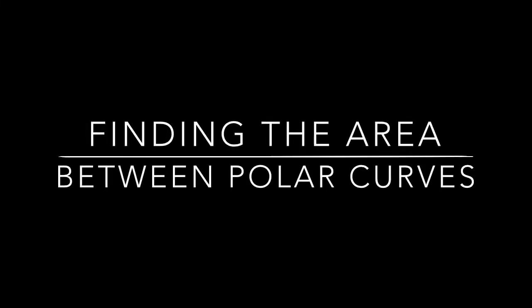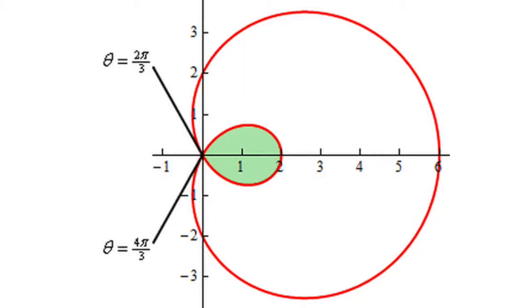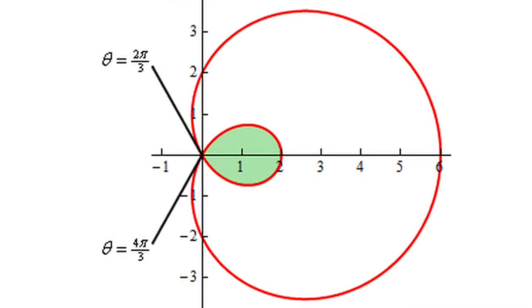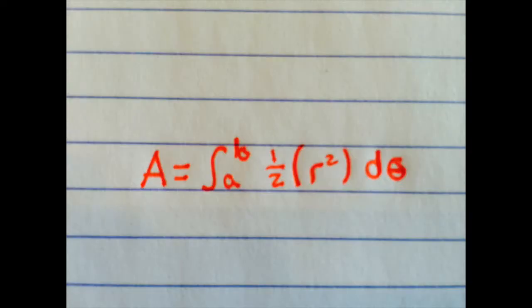Finding the area between polar curves. To find the area of the inside loop of this shape, you would take the integral from 2 pi over 3 to 4 pi over 3 using the following equation. A is equal to the integral from a to b of 1/2 times r squared d theta.